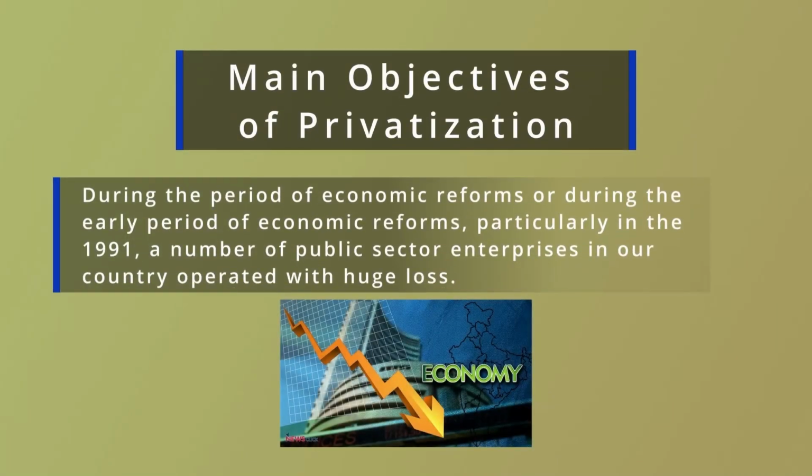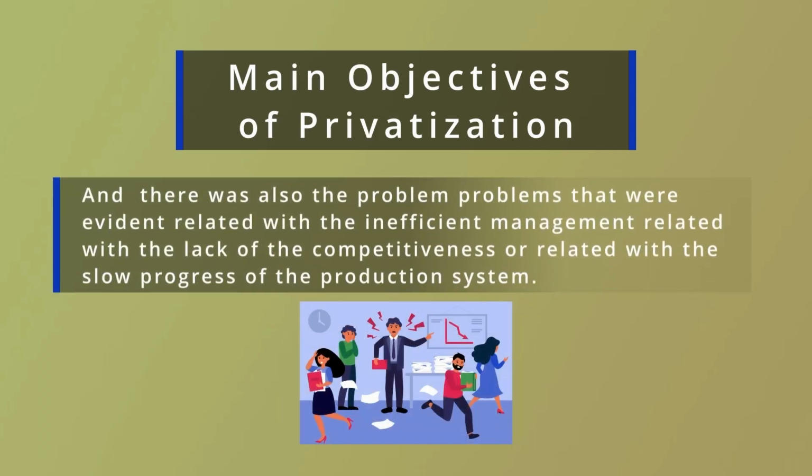Now we come to the objectives of privatization or disinvestment in India. During the early period of economic reforms, particularly in 1991, a number of public sector enterprises in our country were operated with huge loss, and there were also problems related to inefficient management, lack of competitiveness, or slow progress of the production system. Therefore, the government was forced to transform this public sector into private hands, and the government put forward a number of objectives for this privatization or disinvestment process.